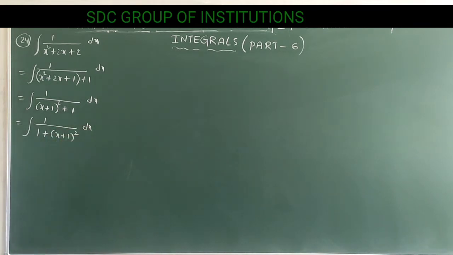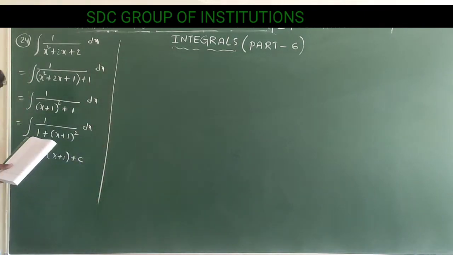It is in the form of integration of 1 by 1 plus x square. Integration of 1 by 1 plus x square is nothing but tan inverse x. But here in place of x, what we have? x plus 1. So the answer is tan inverse of x plus 1 plus c. That is the answer for the 24th question.